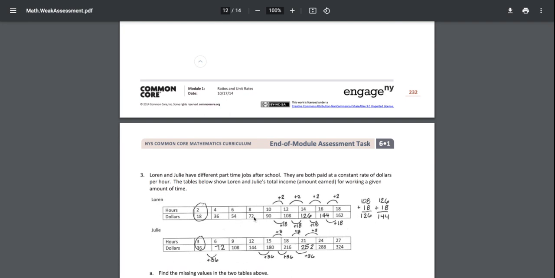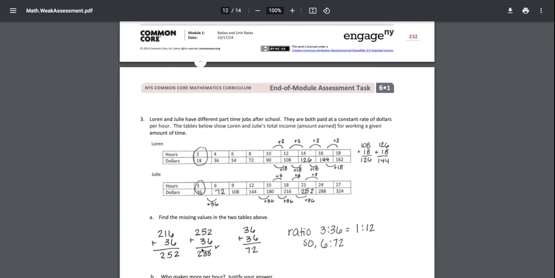We're jumping 18 on the bottom, and that's what it shows. Add 2, add 18. Add 2, add 18. So to do this, 108 plus 18 is 126, plus another 18 is 144. Over here, we're adding 3, adding 36, adding 3, adding 36. So my missing numbers are 72 and 252, because every 3 hours, she's making $36. That's letter A.